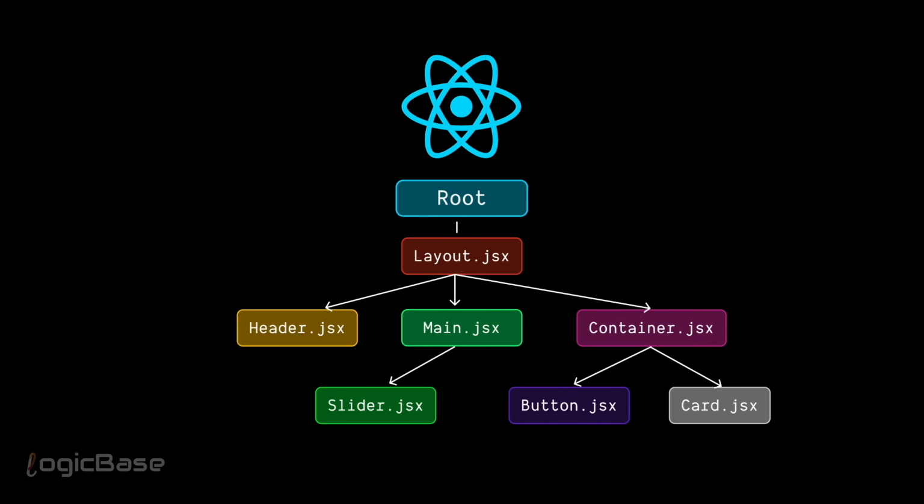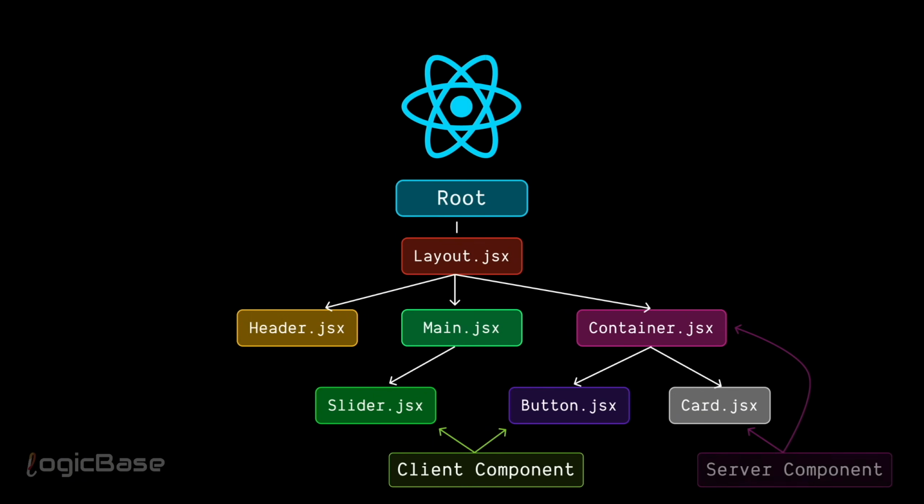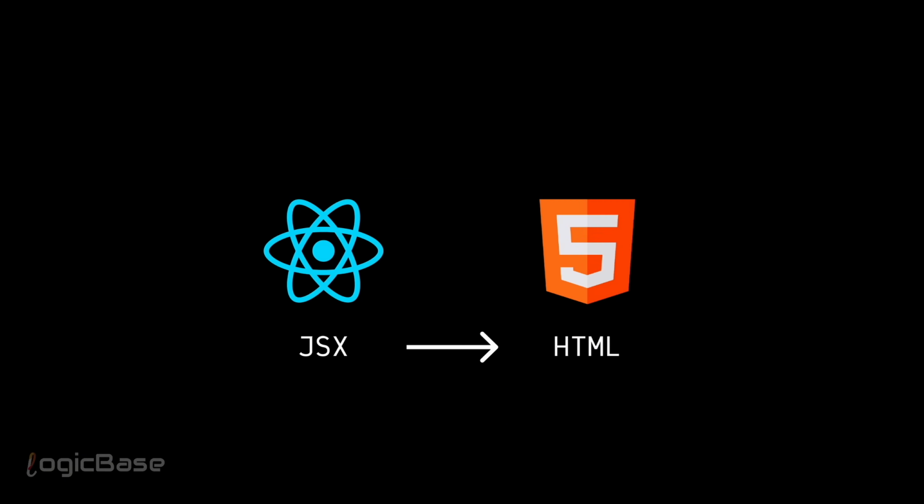Now, in that React tree, some components may contain interactivity, like a button you can click or a slider that moves. These interactive components are called client components because they only work on the client or browser. They don't do anything on the server. On the other hand, there are components that simply display data or generate HTML or CSS and don't require any interactivity. These are called server components because they can be rendered directly on the server and don't need to be downloaded to the client.